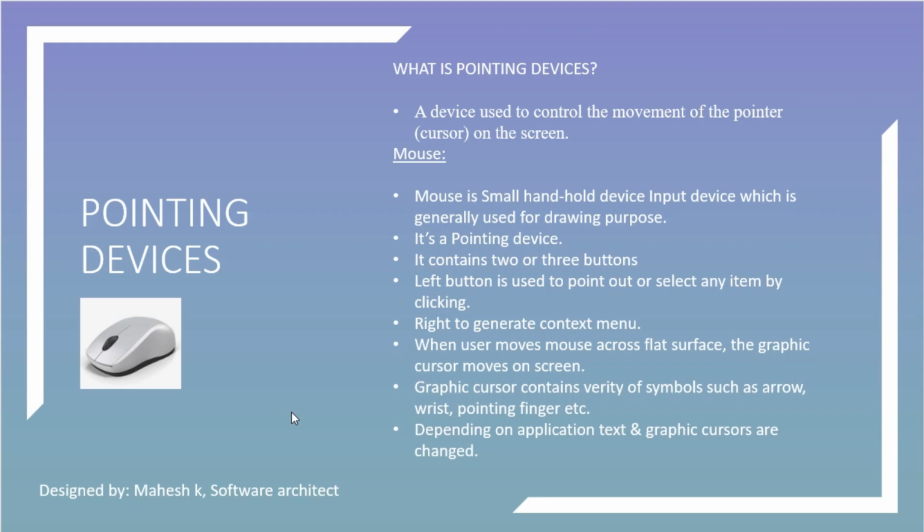The graphics cursor contains a variety of symbols such as an arrow, a wrist, a pointing finger, etc. Depending on the application, text and graphics cursors are changed. We have settings to change the icon of the cursor, like an arrow or a hand icon. So we have different icons that we can adjust. This is the pointing device definition, and the first primary pointing device is the mouse. Let's continue with the mouse on the second slide.